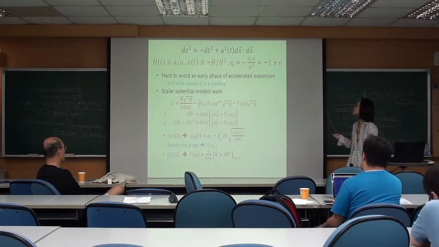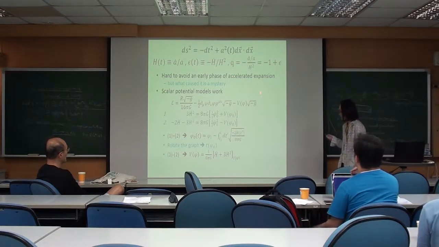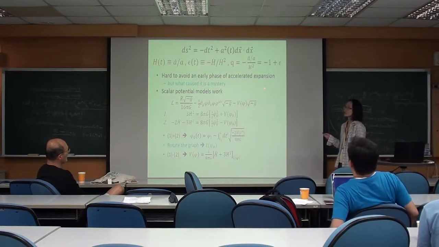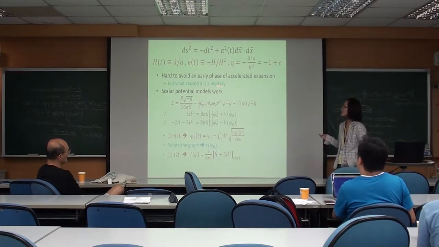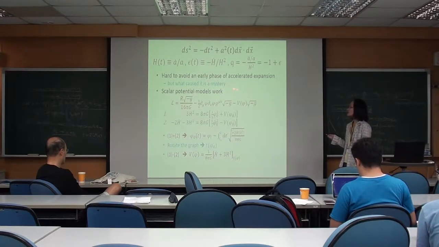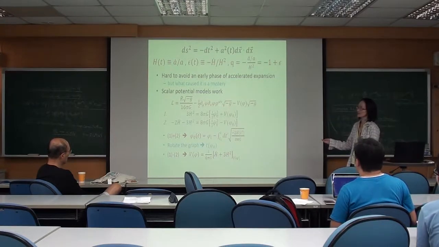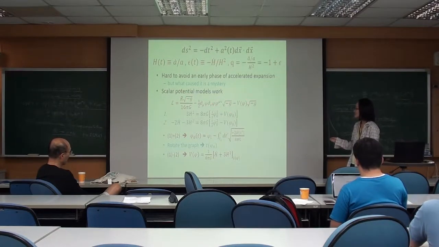This early phase of accelerated expansion we call primordial inflation. It is built from the observational constraints in the cosmic microwave background. The problem is, at the fundamental level, we don't know what causes this accelerated expansion, because we don't know anything from first principles. Of course, we can have a lot of models, for example, this single scalar field model, with the Einstein-Hilbert term, a massive minimally coupled scalar, and its potential.